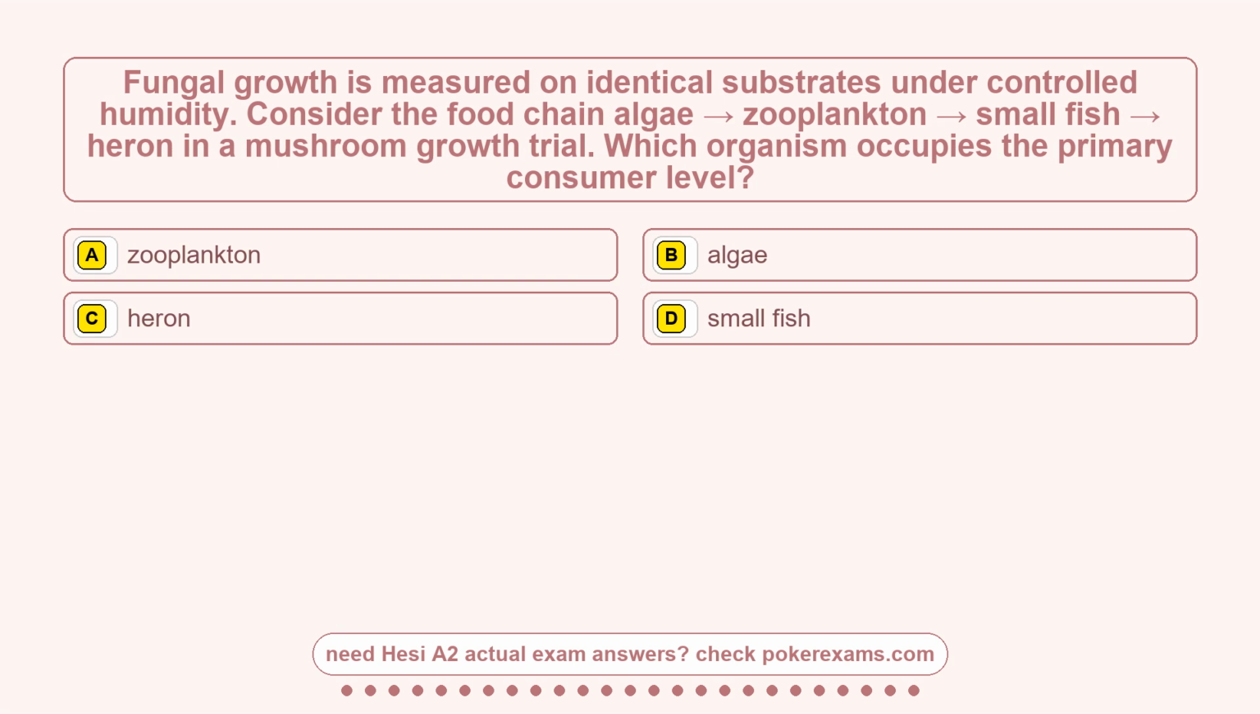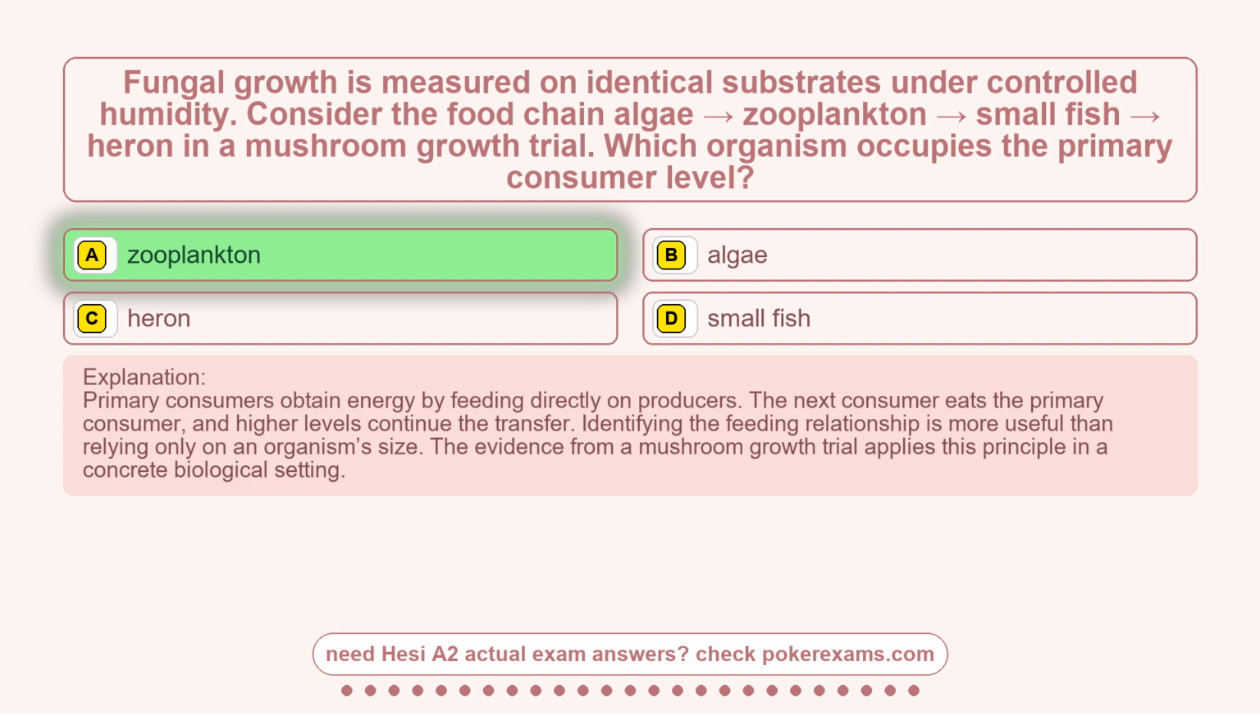Question 6. Fungal growth is measured on identical substrates under controlled humidity. Consider the food chain algae, zooplankton, small fish, heron in a mushroom growth trial. Which organism occupies the primary consumer level? Option A. Zooplankton. Option B. Algae. Option C. Heron. Option D. Small fish. The correct answer is Option A.